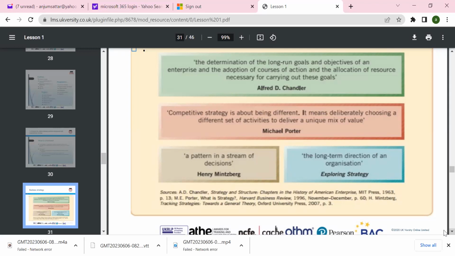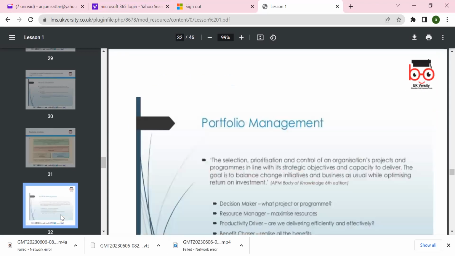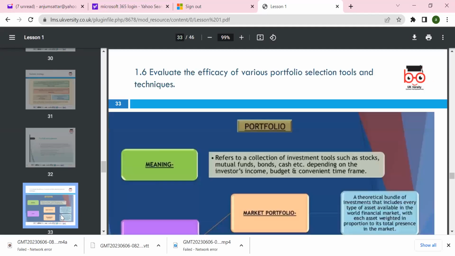And the pattern of decisions and the long-term direction of the organization, we can do all this through strategy. Okay, so portfolio is a selection, prioritizing and control. As we said earlier, decision maker, program and resource managers, productivity driver. These can be different roles within the organization. Then we have 1.6, evaluating the various projects.